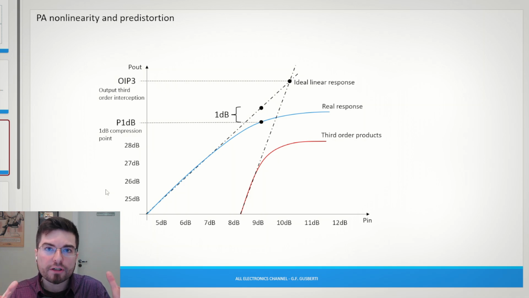Why are we not designing very linear amplifiers so we don't have all these problems that the nonlinearity generates? Well guys, actually we have a trade-off between linearity and efficiency. Take a look at this graph here.